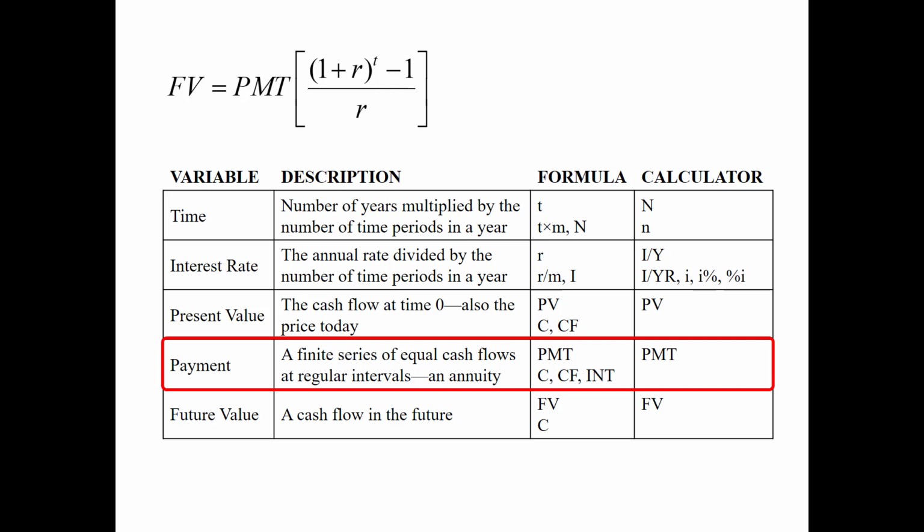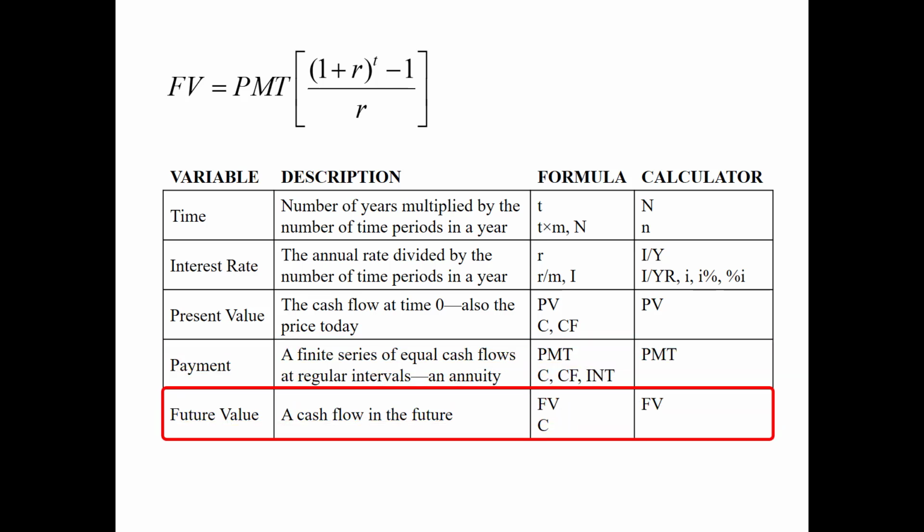If the cash flows are not all equal and they vary over time, then we cannot use that value for our payment in our financial calculator. And then our future value is going to be some cash flow in the future, or the value that we're going to solve for in the future.